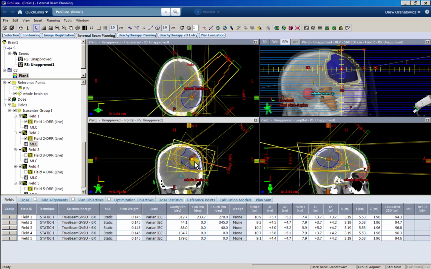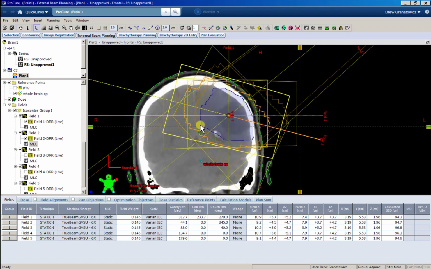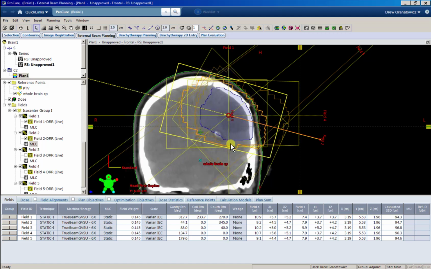So what I was looking at with field 2, you see this line here on the PTV. Ideally, I would have a beam parallel to that. I could come from the other side, but I don't want to exit through the right side, all that healthy tissue. So I rotated my couch down a little bit, so that the beam's coming a little bit more from the inferior side. I really don't want to go more than 15 degrees.